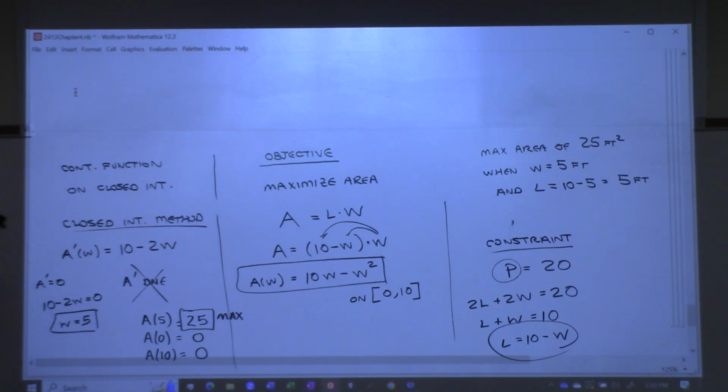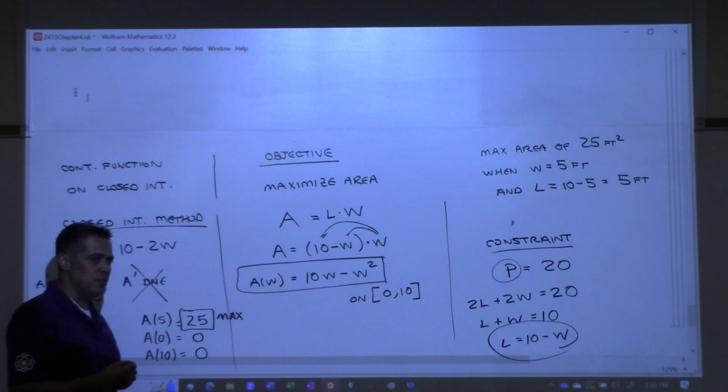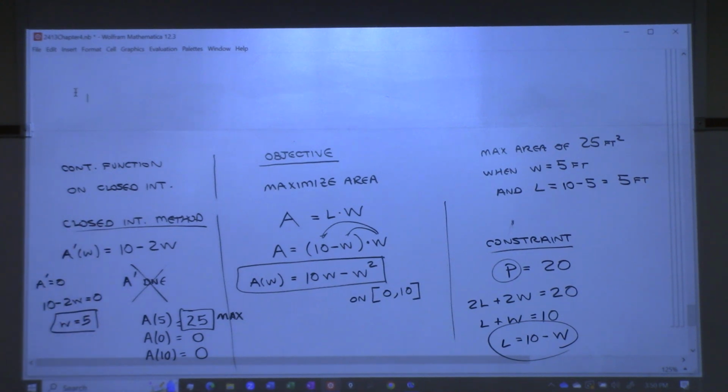That is the optimum solution, which is why this section is called optimization, because what we're doing is we're trying to optimize something, do it the best we possibly can. Any questions?